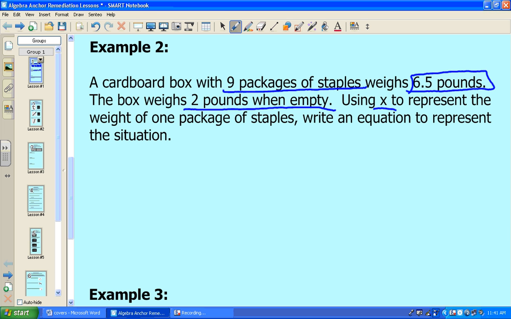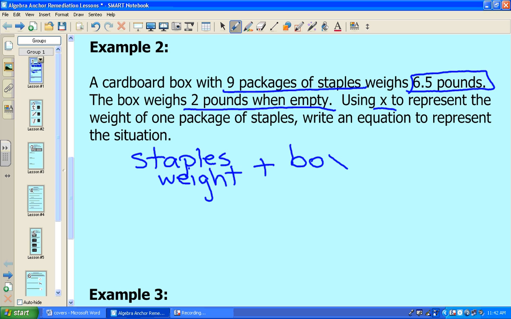Okay, it's going to be the same type of thing again. We're going to have the weight of the staples, or the staples weight. So you have the staples, you also have the box weighs something, the box weight. And that's going to equal the total weight. The total weight is both the staples and the box added together.